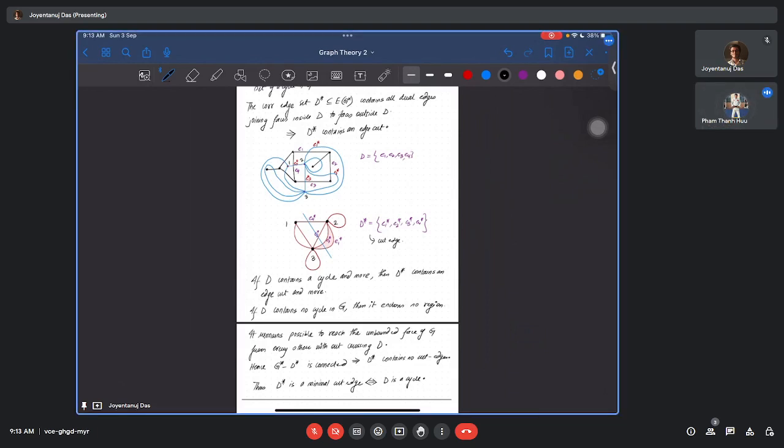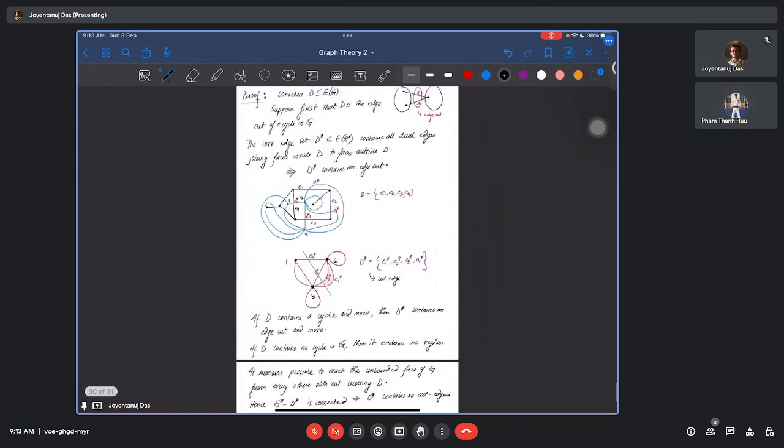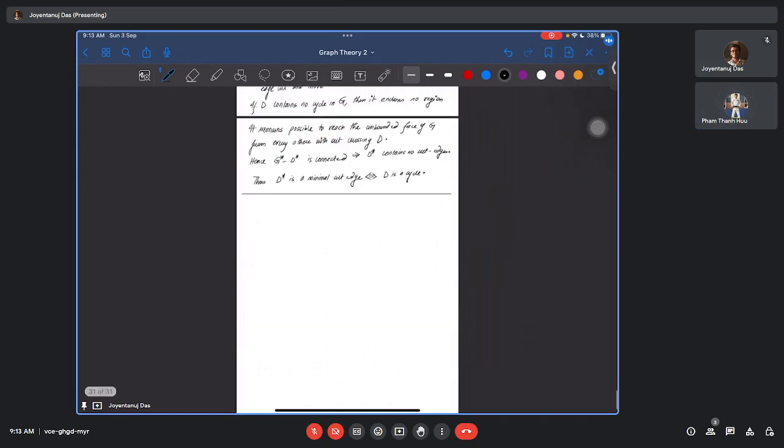Okay, so next one is a remark based on this theorem.